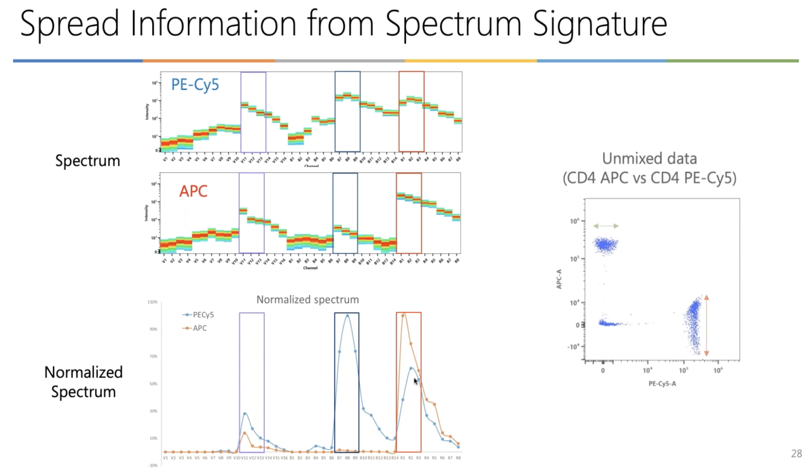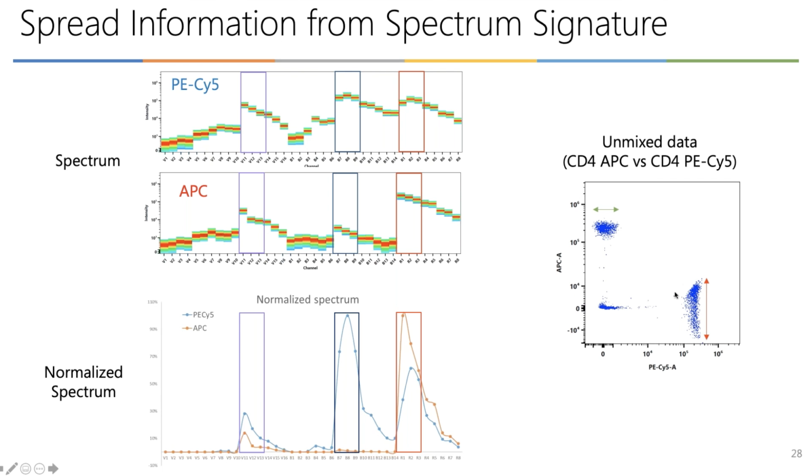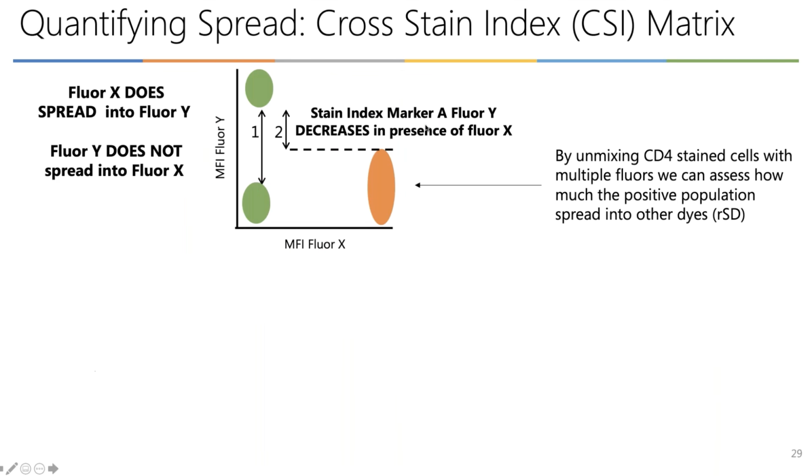So what does that mean? It means that when we unmix, when you compensate, you're going to have a lot of spread of the PSI5 into the APC direction. Okay, do I know, is this a surprise? No. How could I anticipate that? By looking at the signatures. It's very clear that the two dyes have overlapping emission in the same area.